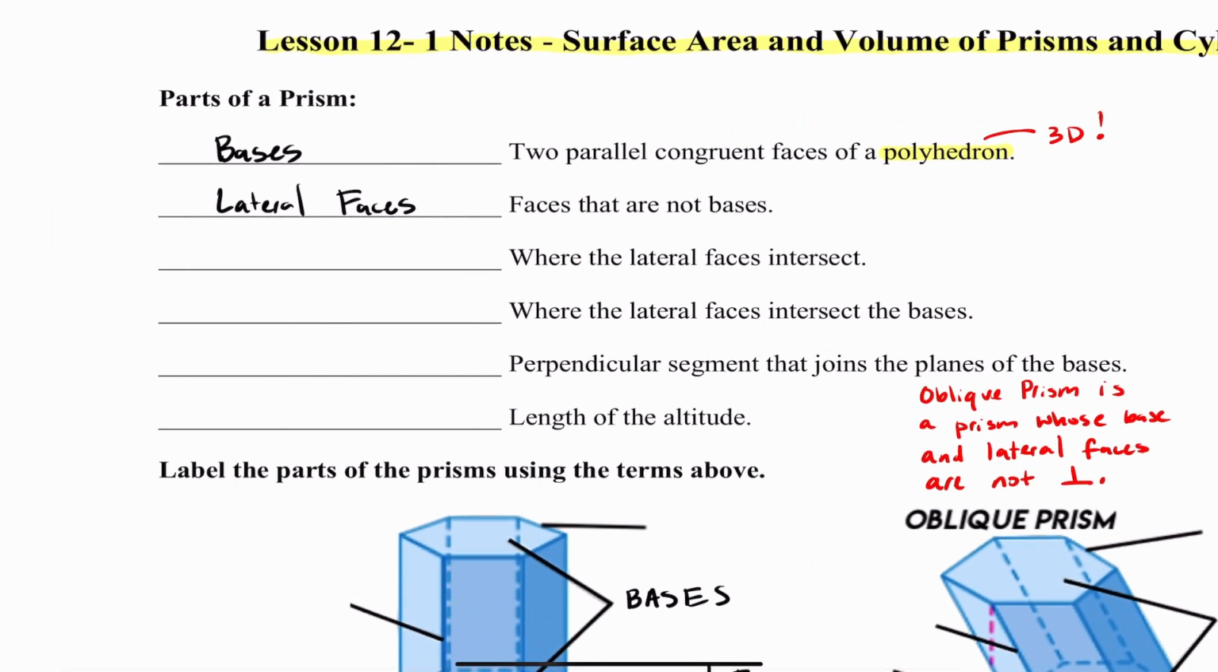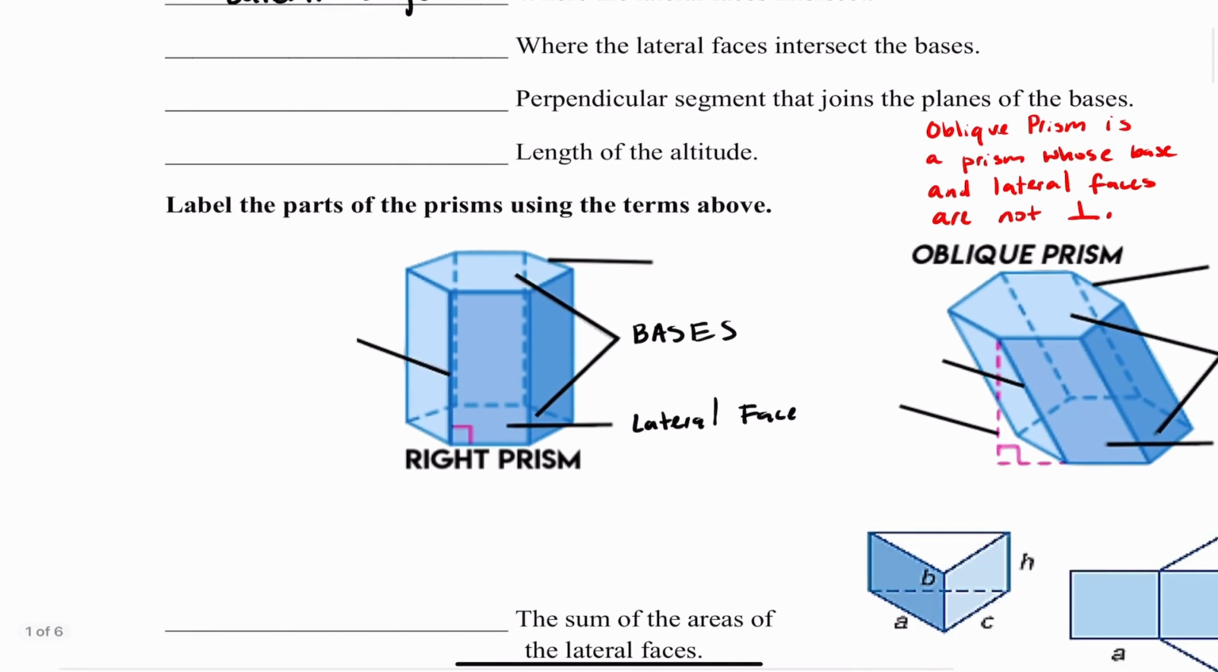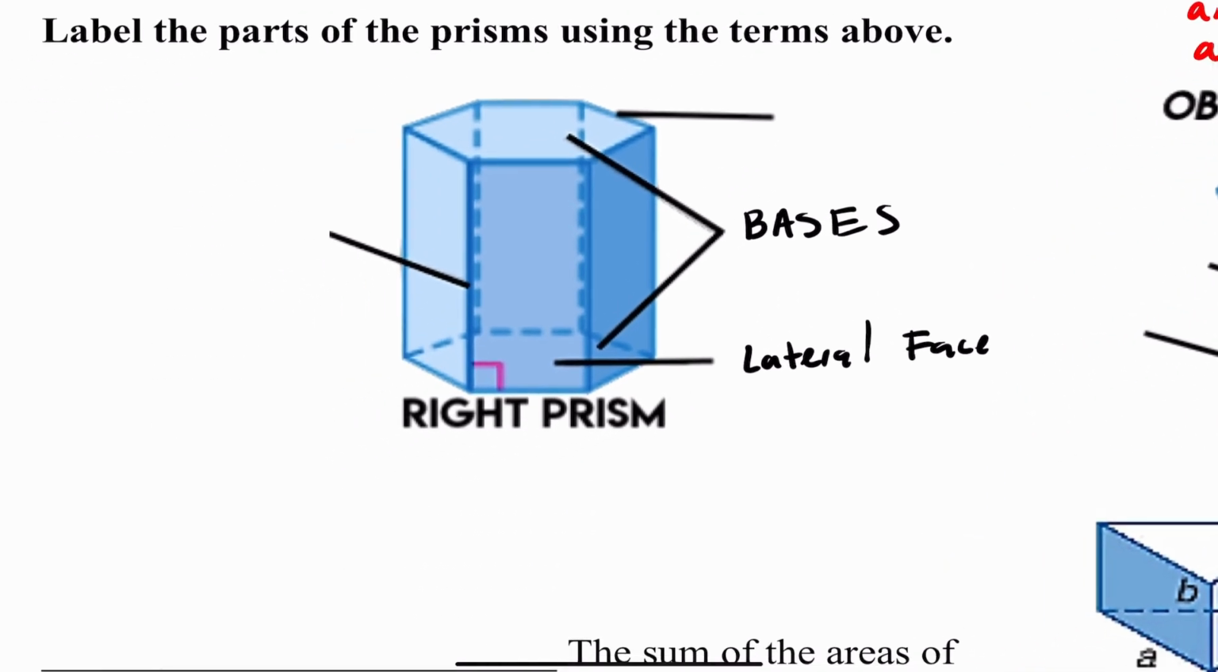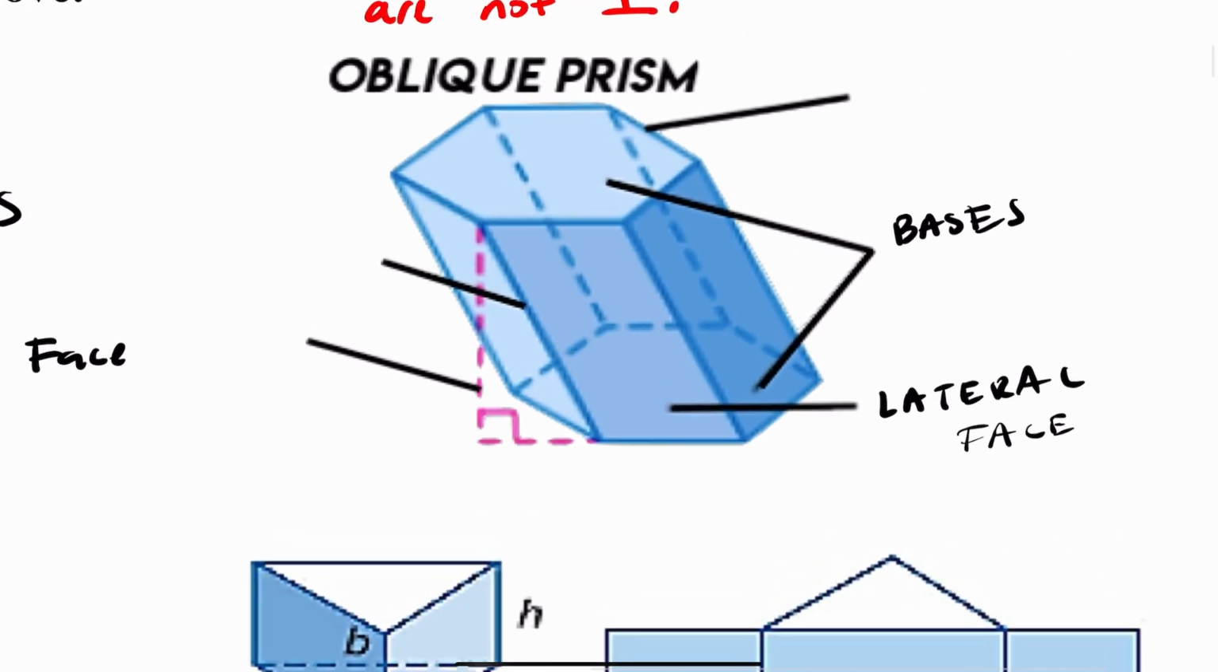The lateral edge is where the lateral faces intersect. So we can see that this face and this face intersect at this particular edge. We call that the lateral edge. And this is also the lateral edge, because this face here and this face here intersect at this particular edge.